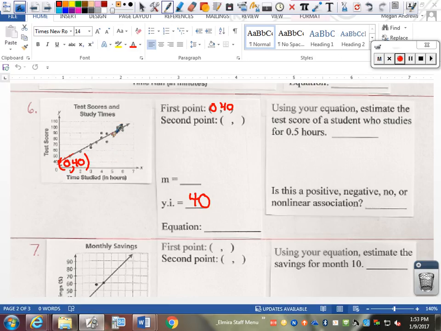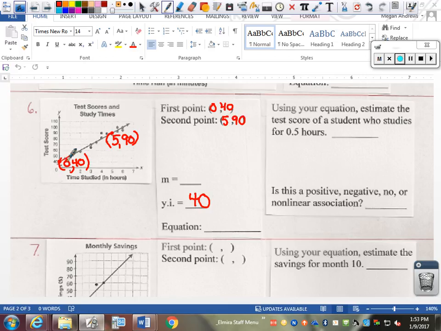Then looking for another point. I think I see one here. Remember, we're not really looking at the dots. We're ignoring the dots. We're just looking where the line crosses the grid. I think this is a good spot right here at 5 and 90. If there happens to be a dot there, that's fine, but you're not trying to find a dot. You're looking for a nice grid area.